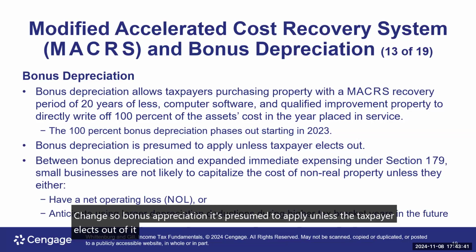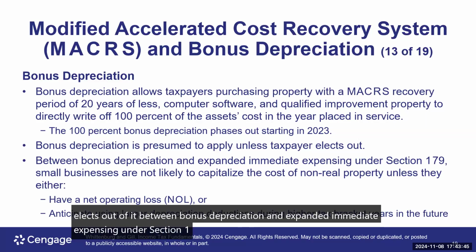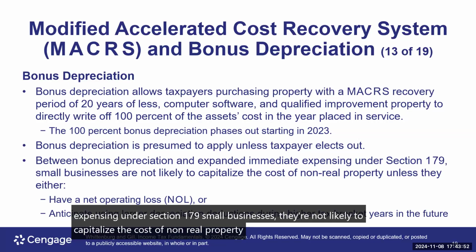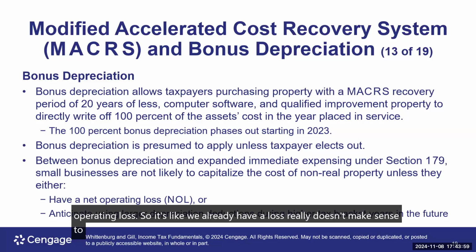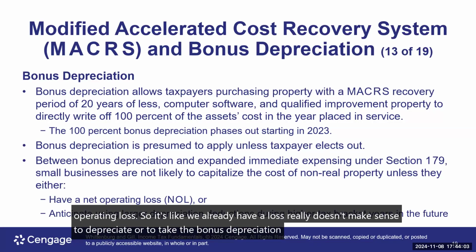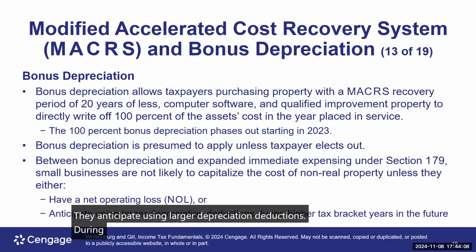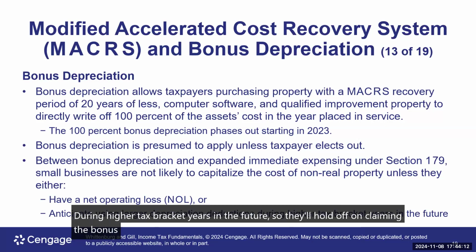Between bonus depreciation and expanded immediate expensing under Section 179, small businesses are not likely to capitalize the cost of non-real property unless they either have a net operating loss, so it really doesn't make sense to depreciate or take the bonus depreciation, or they anticipate using larger depreciation deductions during higher tax bracket years in the future. So they'll hold off on claiming the bonus depreciation until it makes more sense.